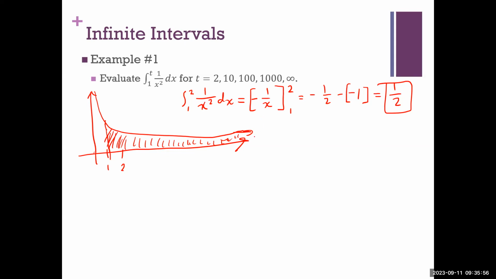All right, now if I want to move out to 10, the integral of 1 over x squared is not going to change, right? So still negative 1 over x. Now from 1 to 10, I should get negative 1/10 plus 1, or 0.9.